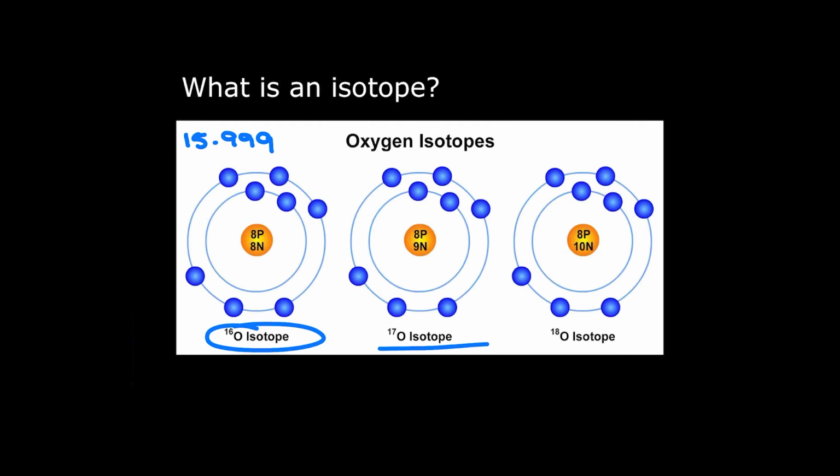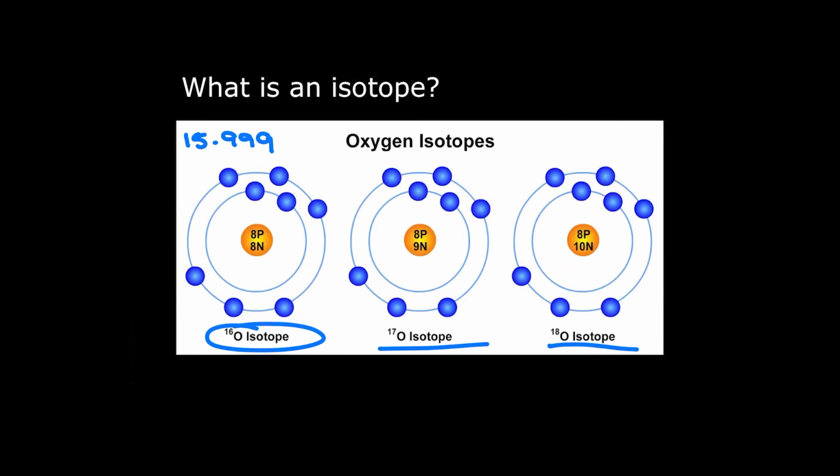Now moving on to the 17 oxygen isotope, we can see that the number of protons stays the same because the atomic number of oxygen is the same, and it's the same for the 18 oxygen isotope as well. These will be less abundant because they both deviate further away from that average atomic mass, so their abundance is going to be less.